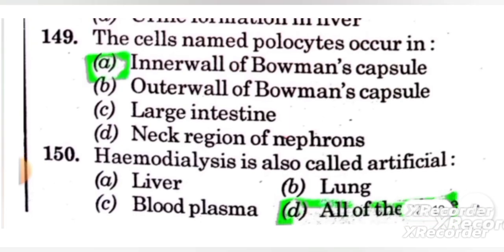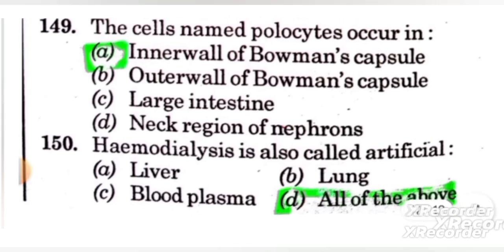Next, 149. The cells named podocytes occur in? Answer A, inner wall of Bowman's capsule. At last, 150. Hemodialysis is also called artificial? Answer D, all of the above. Answer A, liver. B, lungs. C, blood plasma.